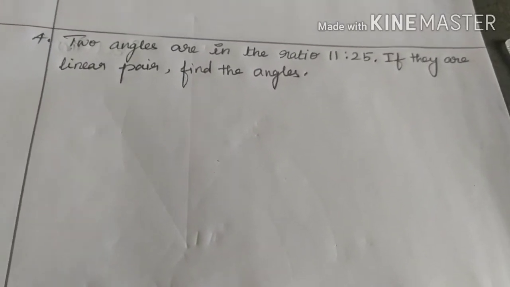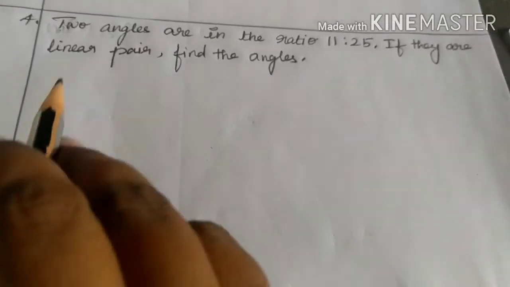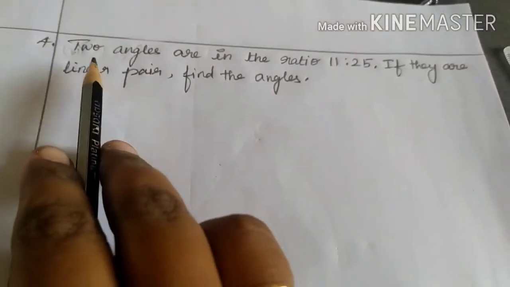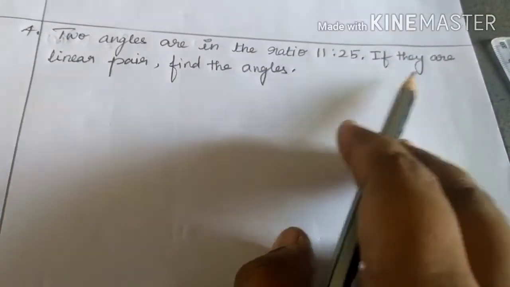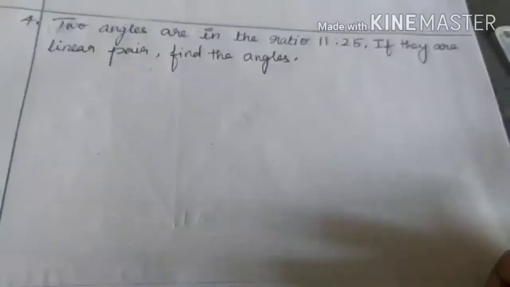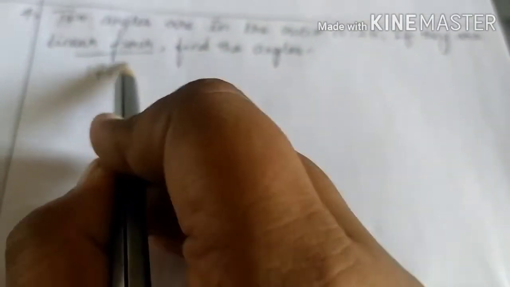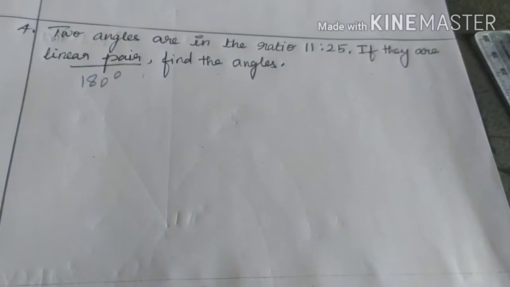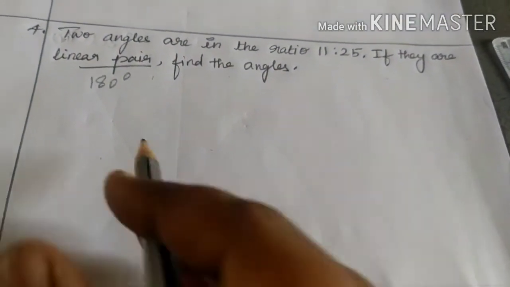So children, as I said before, I have taken the skip off of the third sum. I don't want to do that. So now move on to the fourth sum. They are given two angles in the ratio 11:25. If they are a linear pair, find the angles. Linear pair means 180 degrees. Shall we do the sum, children?